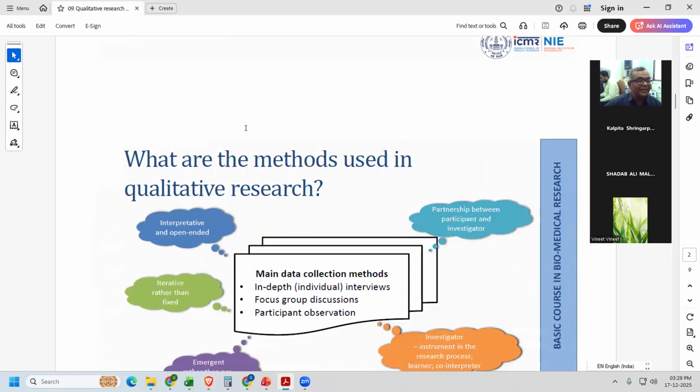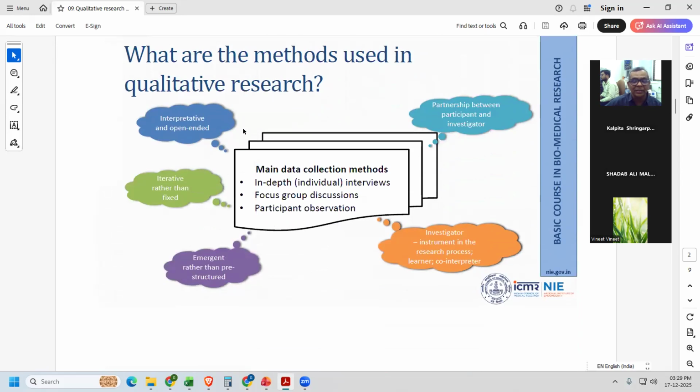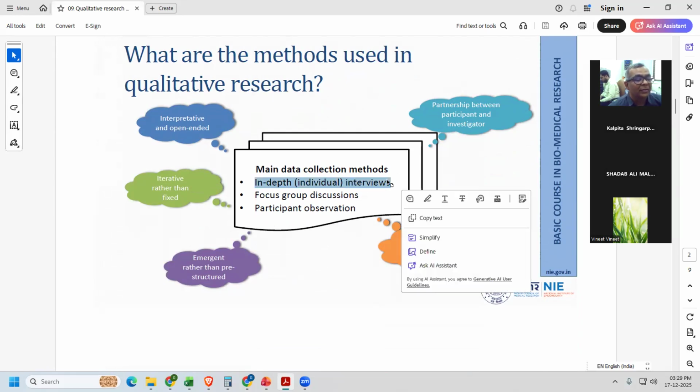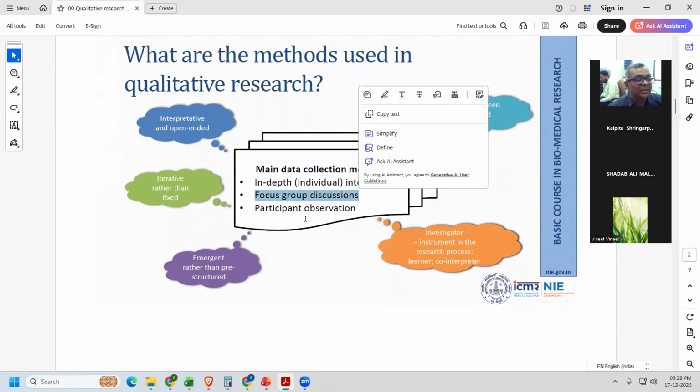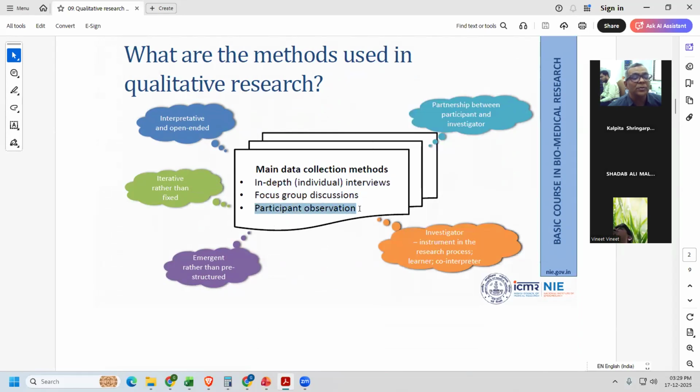Next, what are the different methods? Right now there are many methods, and we could have a 4-day, 5-day, or 1-week workshop on qualitative research methodology. But for BCBR, they have focused on only 3 methods. One is in-depth or individual interview. Second is focus group discussion, and third is participant observation.